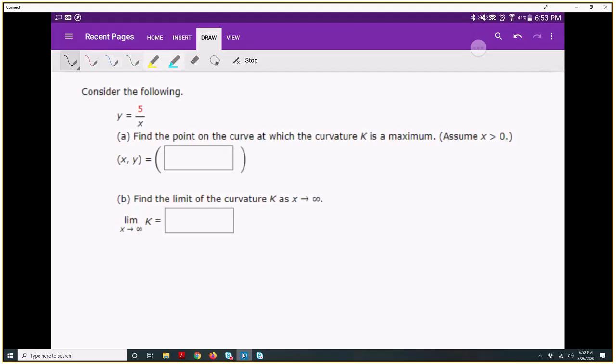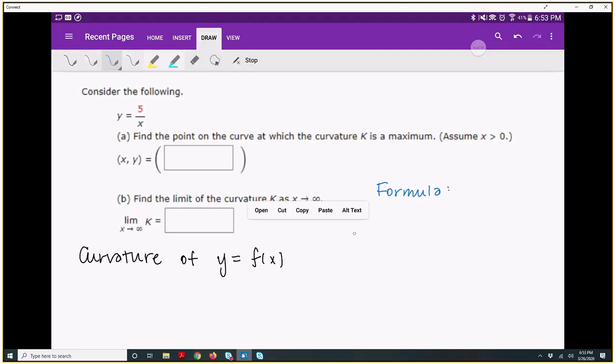In this video, we're going to be talking about curvature, and in particular, we're going to be talking about curvature when a function is of the form y equals f of x. And the formula that we'll be using is the curvature k of x is equal to the absolute value of y double prime divided by 1 plus y prime squared whole to the power 3 over 2.